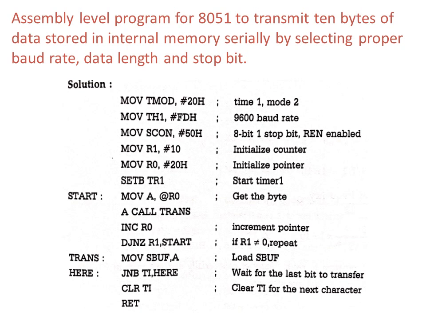Then the next one is MOV SCON, #50h, as usual to set 8-bit data and 1 stop bit and to enable REN. The next instruction is MOV R1, #10. So initialize counter. Since we have to transmit 10 bytes of data, a count of 10 we need to maintain. So that is done here by copying immediate data 10 to R1. So now R1 holds the count.